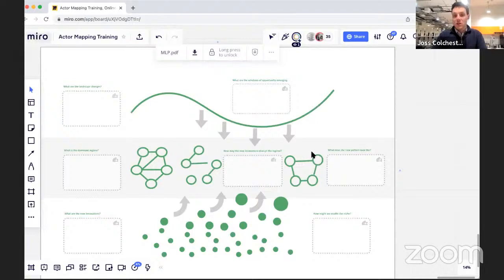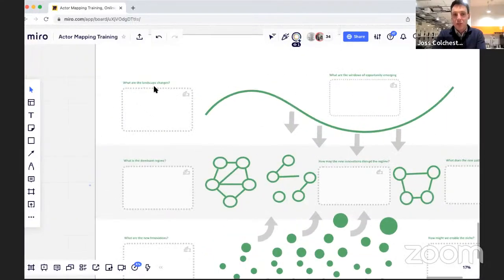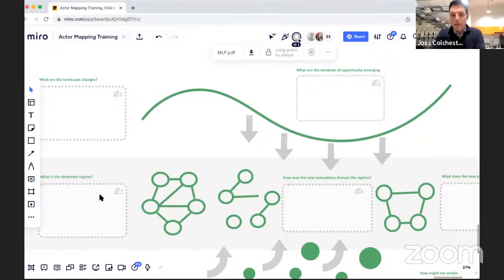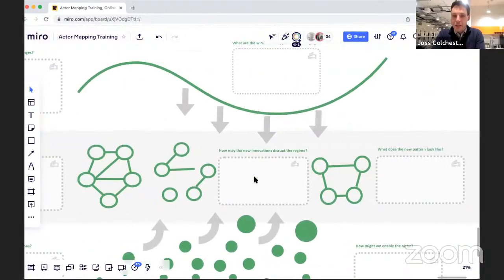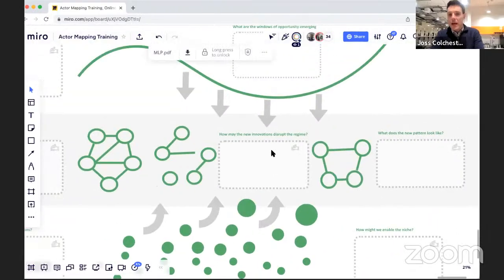It's a representation of the model we've been looking at with the different levels. And I'll just quickly walk you through. We'll be filling this out here. We can see the landscape changes. What are the landscape changes? What are the windows of opportunity? What does the dominant regime look like here? And then the niche level, the new innovations down here. We're going to fill those out.